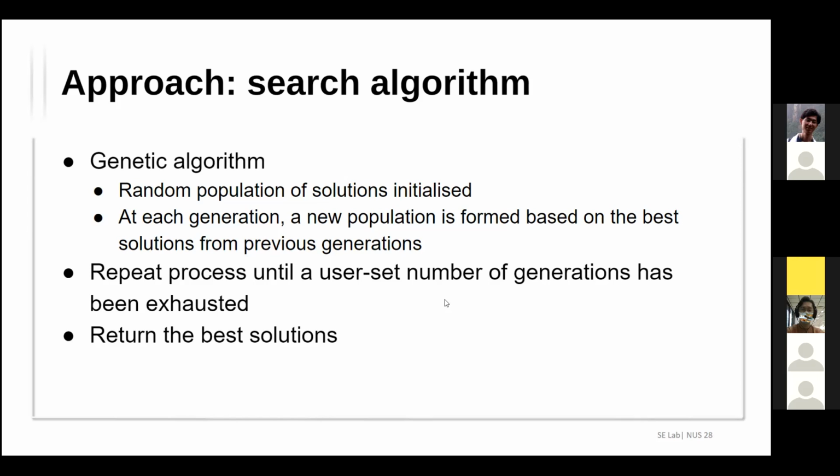So on this slide, we just talk quickly about what a genetic algorithm is. We have a random population initialized, and each generation, we generate a new population based on the, quote unquote, so-called best solutions from previous generations. Best here depends on the objective function, which we just talked about. We repeat this process until a user-set number of generations has been exhausted, and then we return the best solution. That's the outcome of the search algorithm.